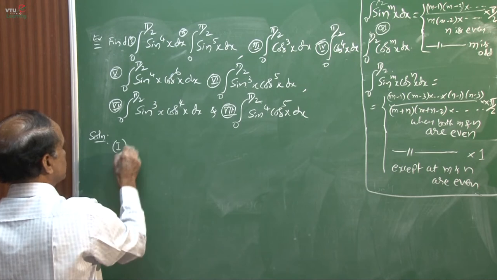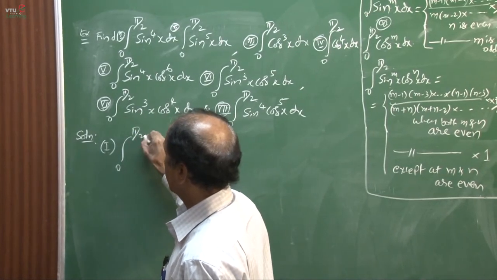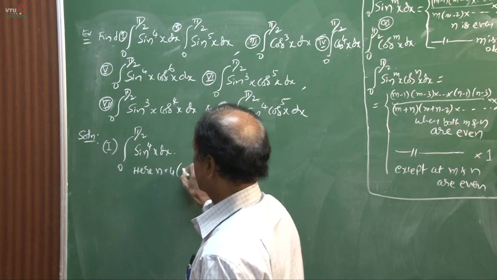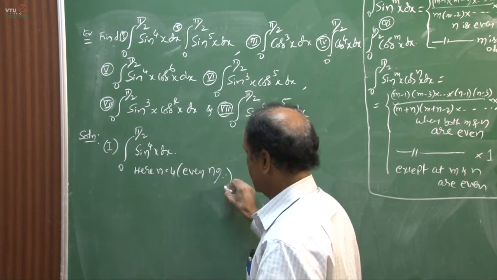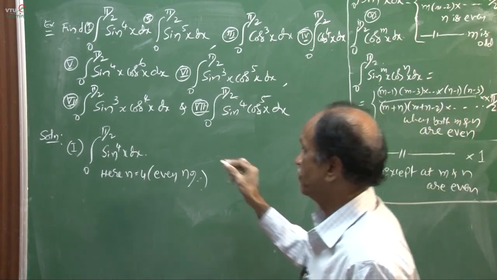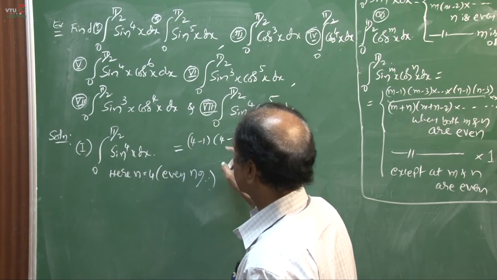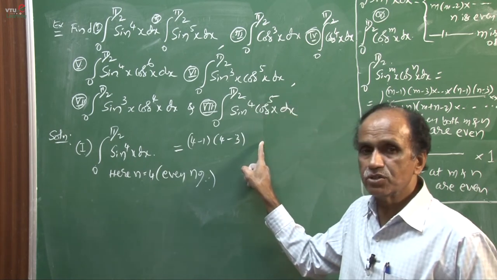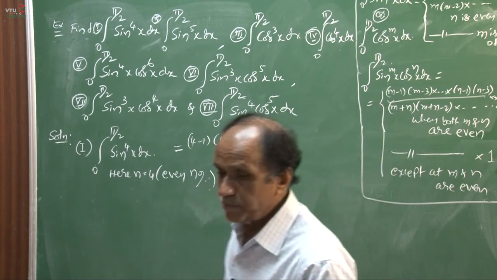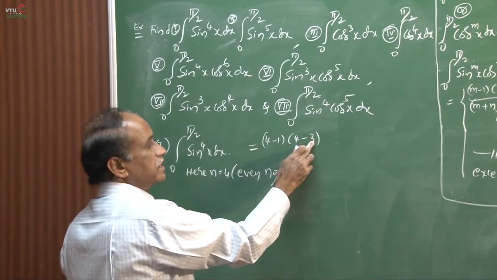First solution, first problem, that is sine to the power 4x. So one sample I will show: 0 to pi by 2, sine to the power 4x dx. Here n equal to 4, what do you call this one? Even number. So when n is even, that should be ending with pi by 2. Then this is equal to, n equal to 4 means 4 minus 1 into 4 minus 3, and 4 minus 5 you should not write, because that gives the simplification as minus 1, a negative index of the bracketed quantity.